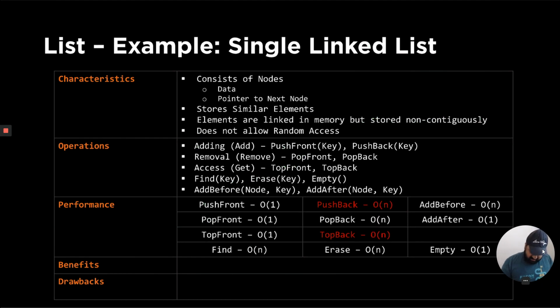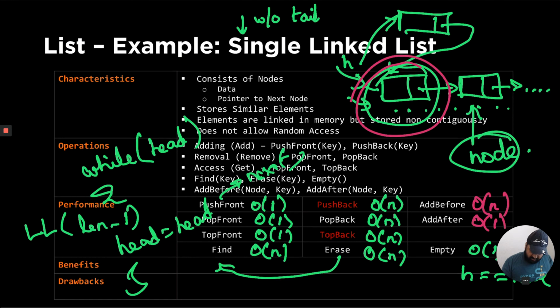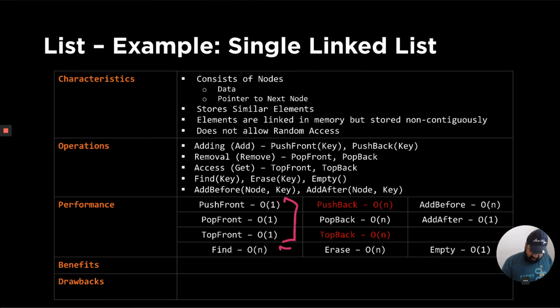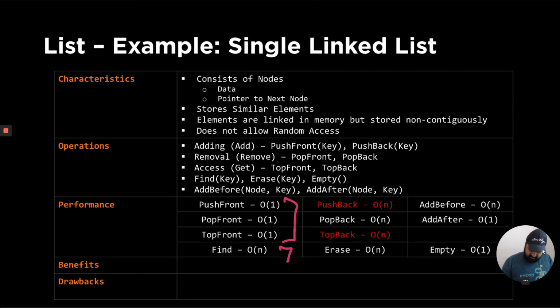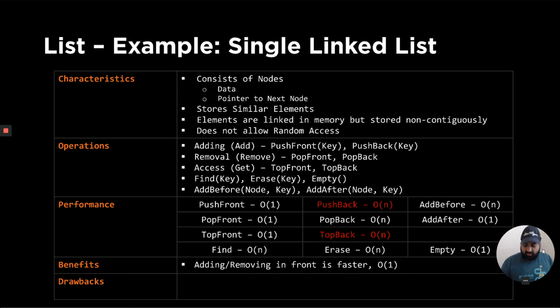So again, we saw that these three operations were O(1), and these were O(n), and finally add before was O(n) and add after was O(1), as well as empty was O(1). So let's discuss the benefits and drawbacks of using a single linked list. The benefits include that adding and removing is way faster. When we were discussing arrays, this was O(n), but now it's O(1), as you can see here.